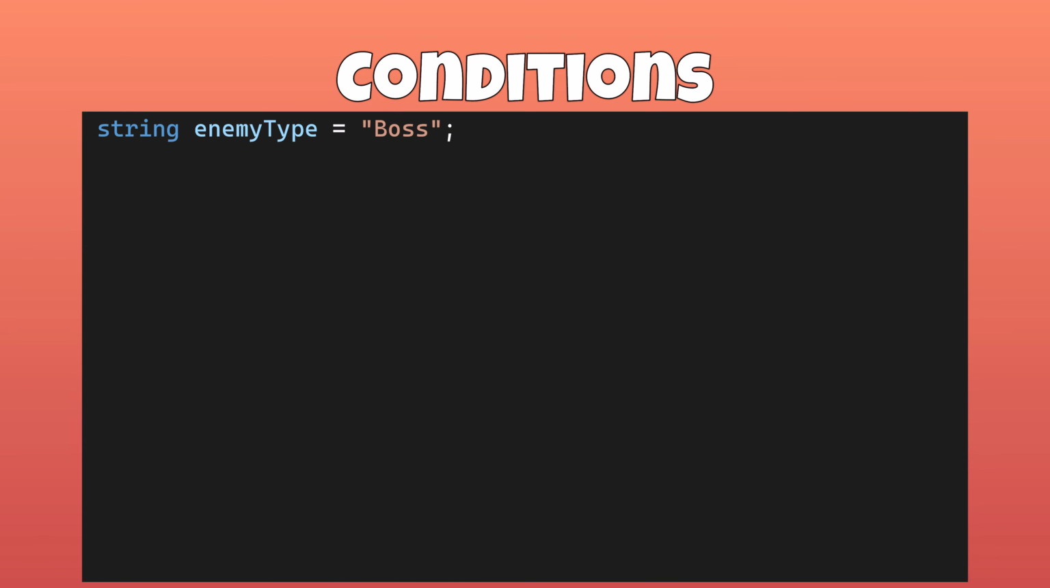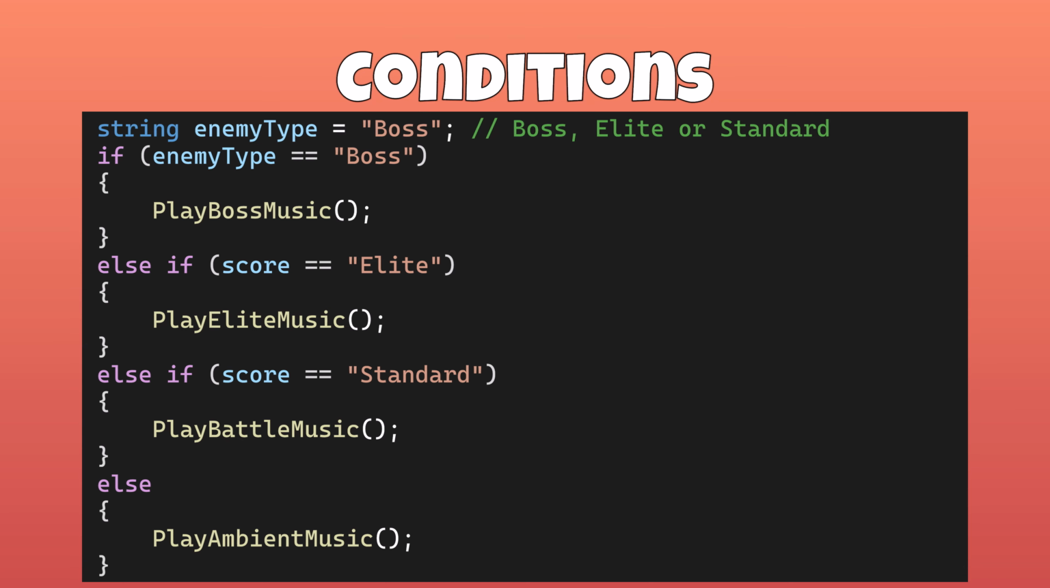Let's imagine that you have the type of enemy the player is fighting in a string variable. The value of this variable could be boss, elite, or standard. And we want to play different music depending on the type of the enemy. You can use an if-else-if structure to achieve this, as shown here for example.